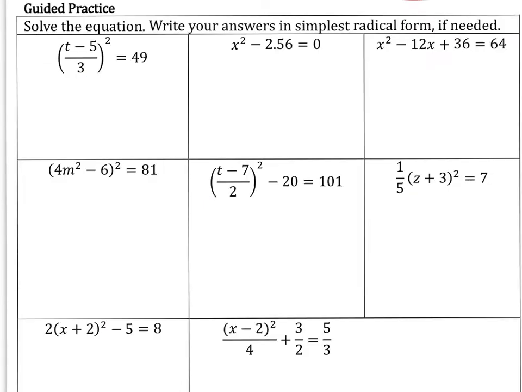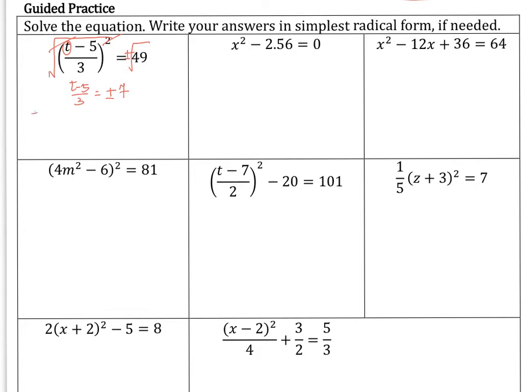Guided practice. Solve the equation. Write your answer in simplest radical form if needed. Okay, let's look at this first example here. So I'm going to take the square root of both sides because my goal is to isolate the variable. Positive or negative 7.